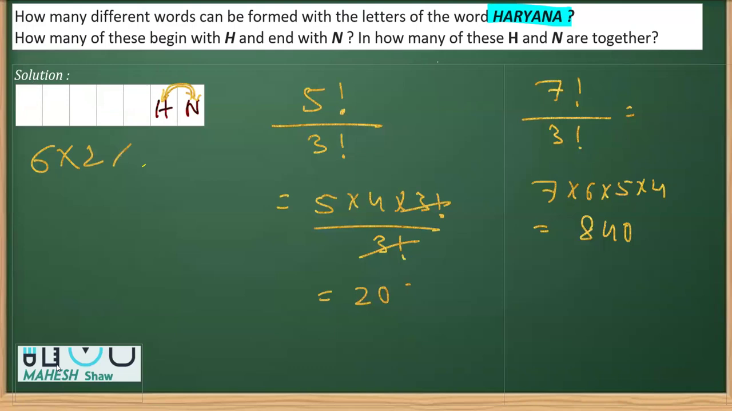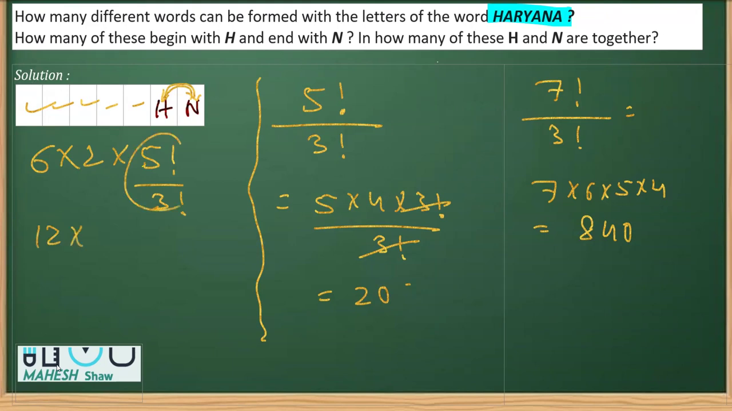Now considering the other slots, which are again 5 of them, they can be arranged in 5 factorial ways. Further, we know that letter A, which is not considered, these are 3 identical letters. Therefore, it is 6 into 2, 12, and the rest we have calculated as 20. So 12 into 20 is equal to how much? 240. So the answer for the last part will be 240.